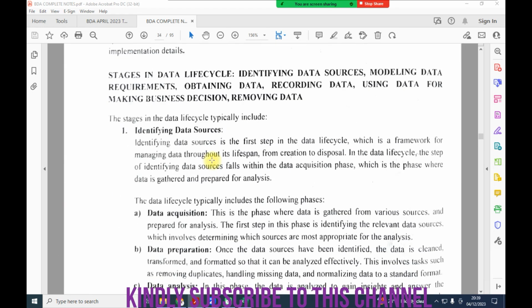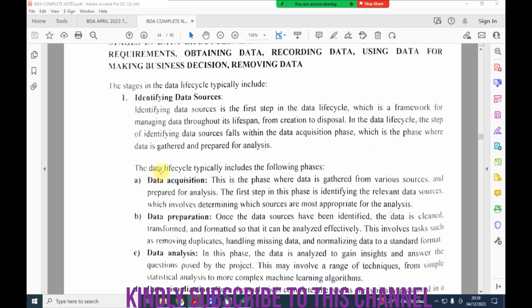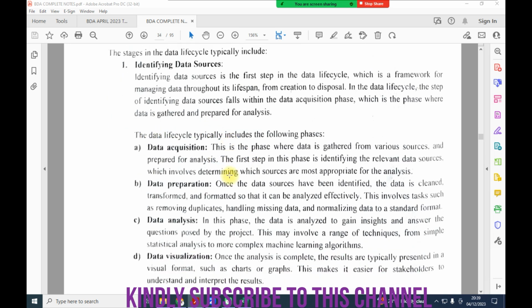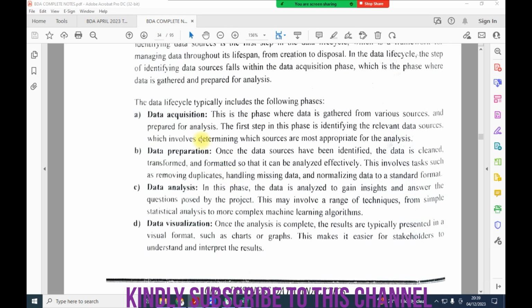So these are the stages, and under the stages we had the phases here. The data life cycle typically involves the following phases. Phase 1, where we were dealing with data acquisition. This is the phase where data is gathered from various sources and prepared for analysis. So we gather data from various sources and we prepare it for analysis. The first step in this phase is identifying the relevant data sources, which involves determining which sources are most appropriate for analysis. That is under the first phase, data acquisition.